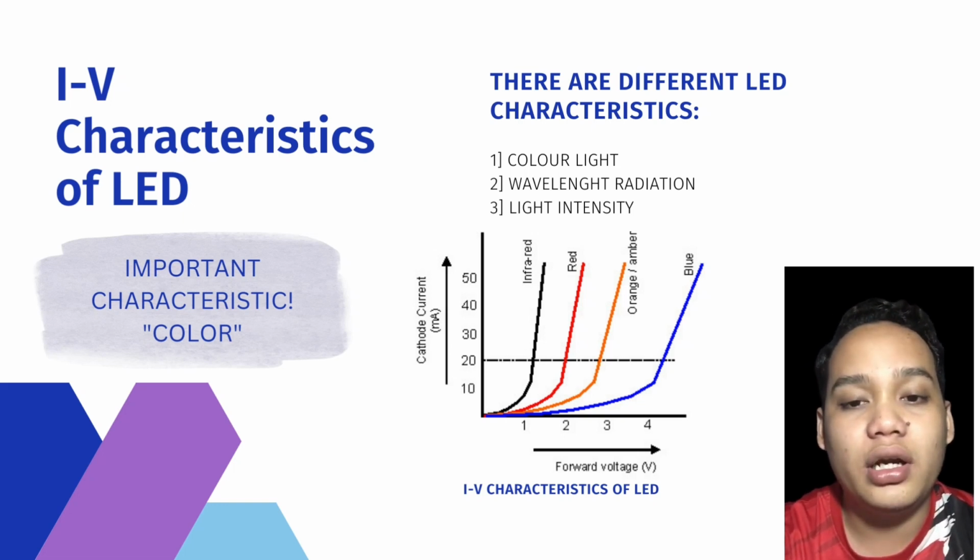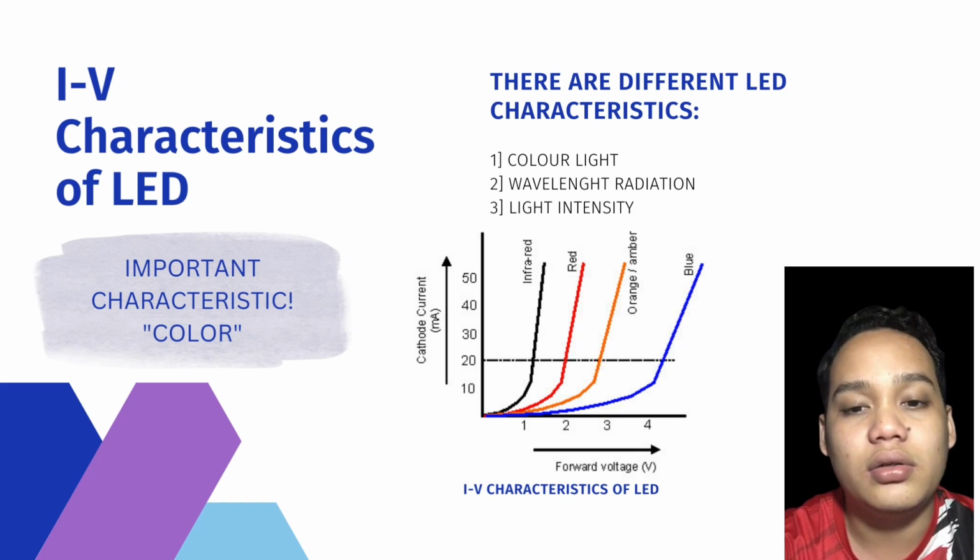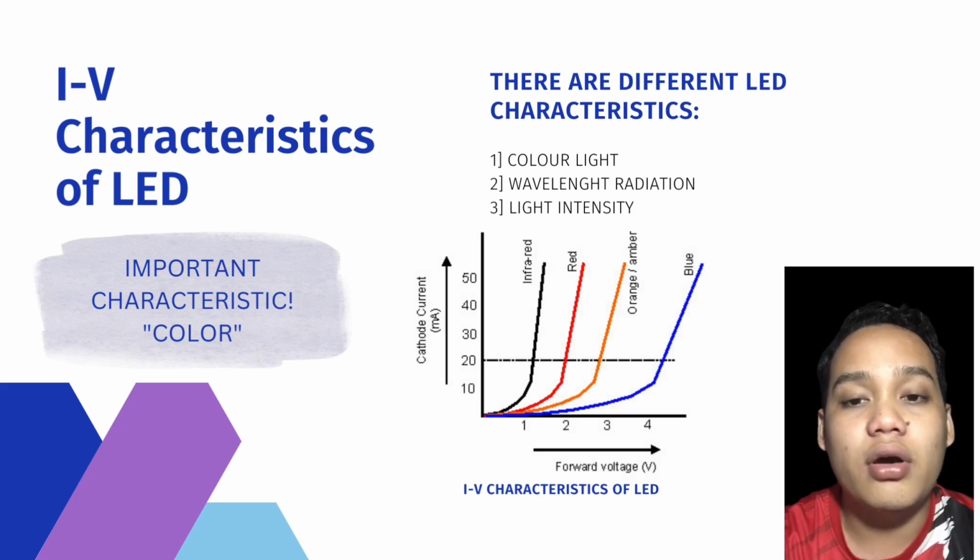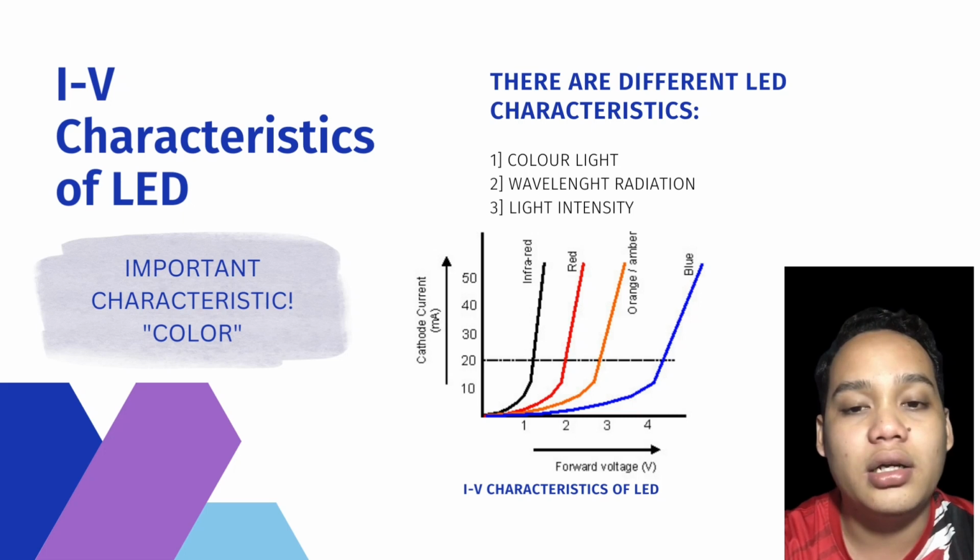The important characteristic of LED is color. In the early use of LED, there was only red color. As the use of LED increased, with the help of the semiconductor process and research on new metals for LED, different colors were formed.